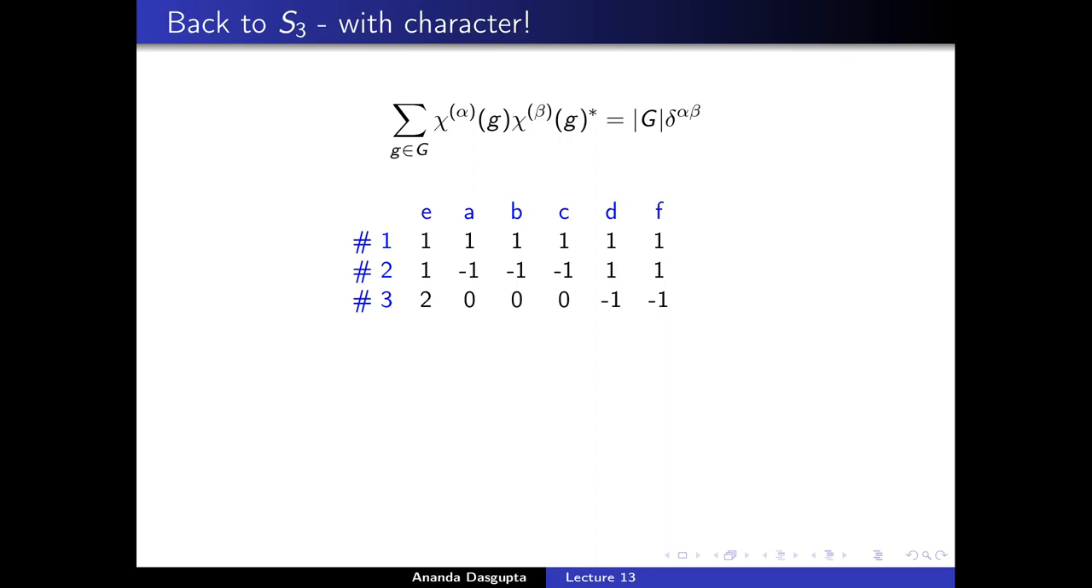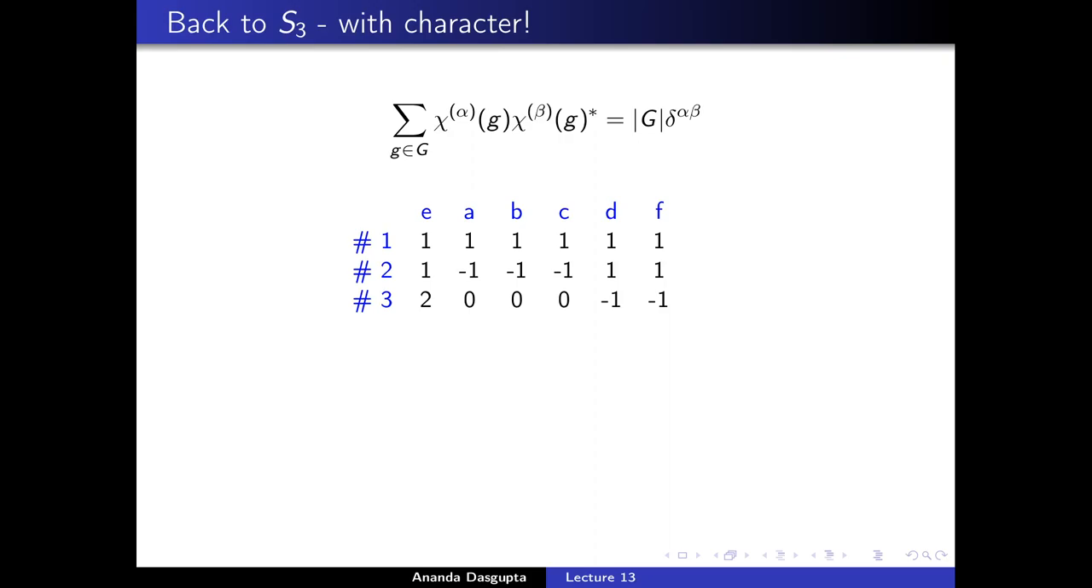There's one more point that you should be able to recognize very easily. The very first column, the column corresponding to the identity, will always have the numbers corresponding to the dimensionality of the representation. So, just by looking at the first column, it is easy to see that the first two representations are one-dimensional and the last one is two-dimensional.